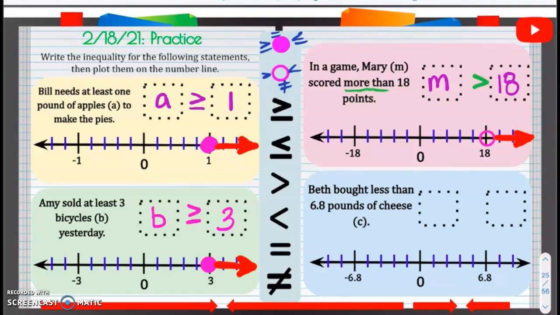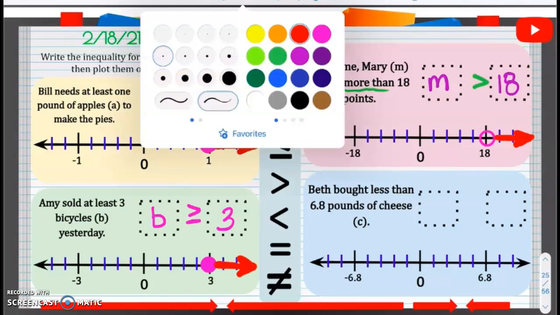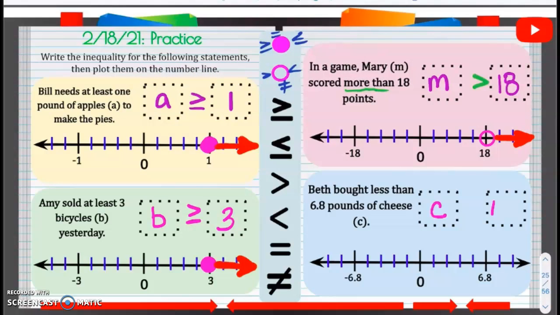All right, Beth bought less than 6 8/10 pounds of cheese, C. So we have our cheese, we have 6.8 pounds. She bought less than that. So we're going to have an open circle at 6 8/10, and we are going to shade anything to the left, because it's anything less than that. Maybe she didn't buy that cheese at all, so it could have been 0. Maybe she returned cheese, so then it'd be in the negative. So we can put anything less than that.